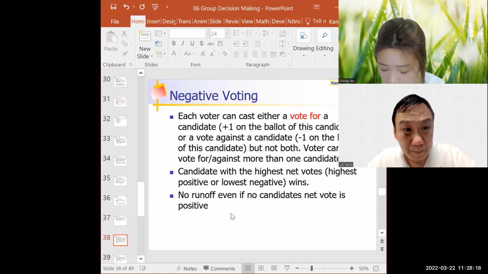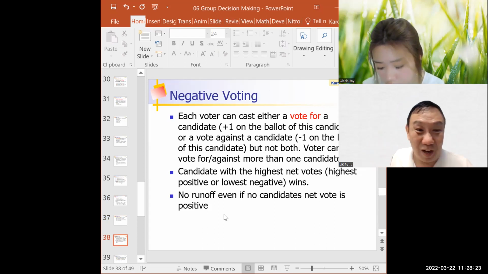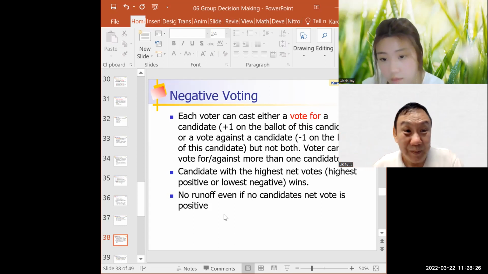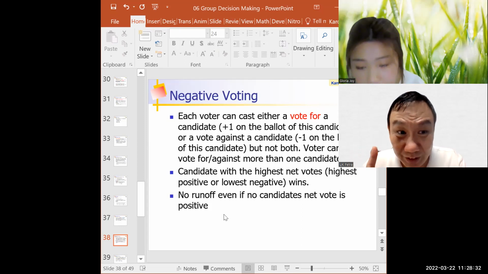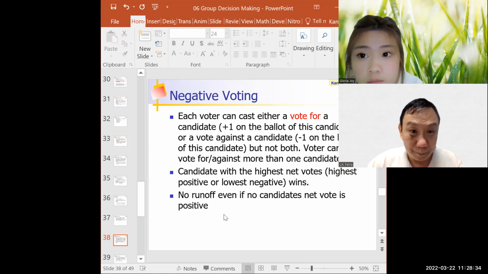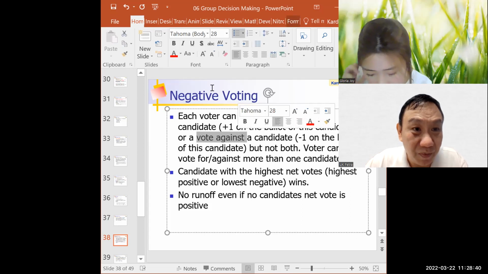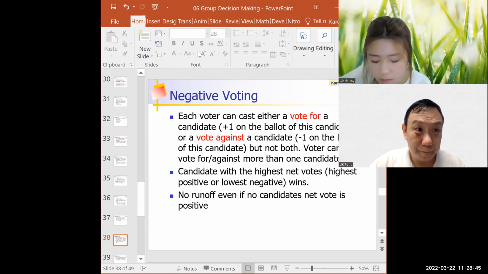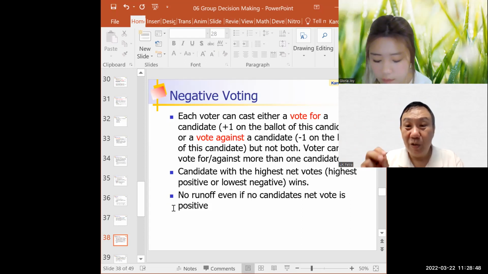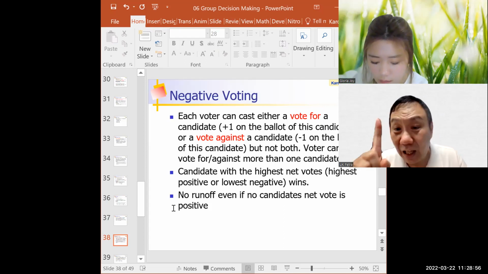Next, this is nice for a company or maybe for a team group. So you can propose that each voter can cast either a vote for the candidate, so that a vote for means positive, right? Or a vote against the candidate. In that case, you will put negative on the ballot. So the rule is the voter cannot vote for or against more than one candidate.